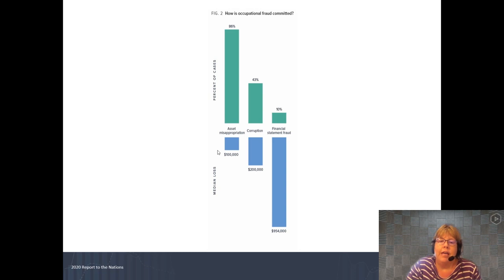But the amount per case is significantly lower. It is approximately $100,000 for asset misappropriation and up to almost over $900,000 for financial statement fraud.